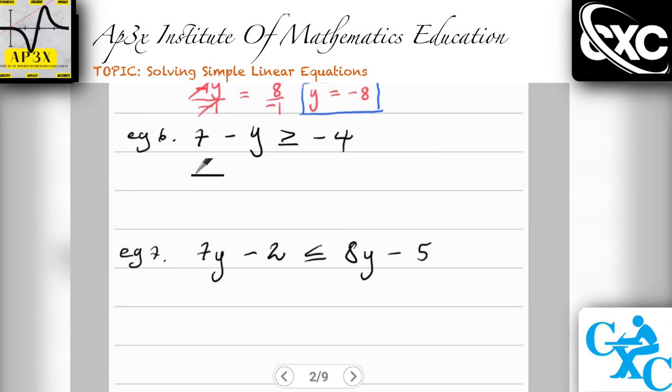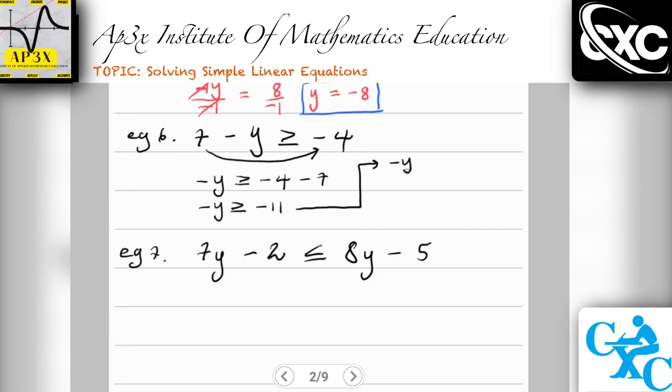What's going to happen here is that if they go ahead and swap the minus 7 on that side, we're going to end up with negative y, and that's greater than or equal to negative 4. Notice now the positive 7 comes over and becomes negative 7. Okay, so then we end up with minus y is therefore greater than or equal to negative 11. Now, this part of the question is where you have to remember this very subtle information here.